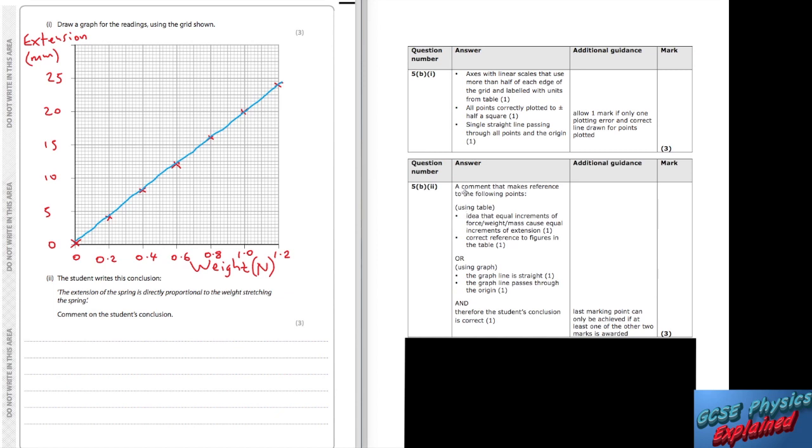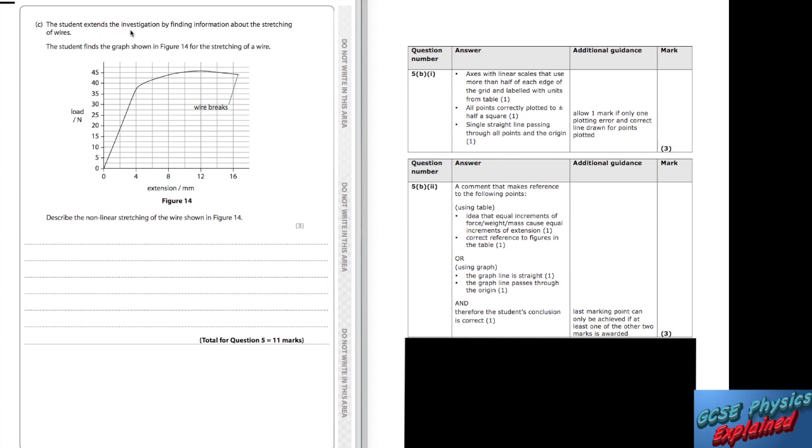Well, it's correct, because for each equal increment of force, it's causing an equal increment of extension. In other words, every time that the weight goes up by 0.2, the extension's going up by 4 millimeters. The graph is a straight line and it goes through the origin, which means it's directly proportional. So the student's conclusion is correct.